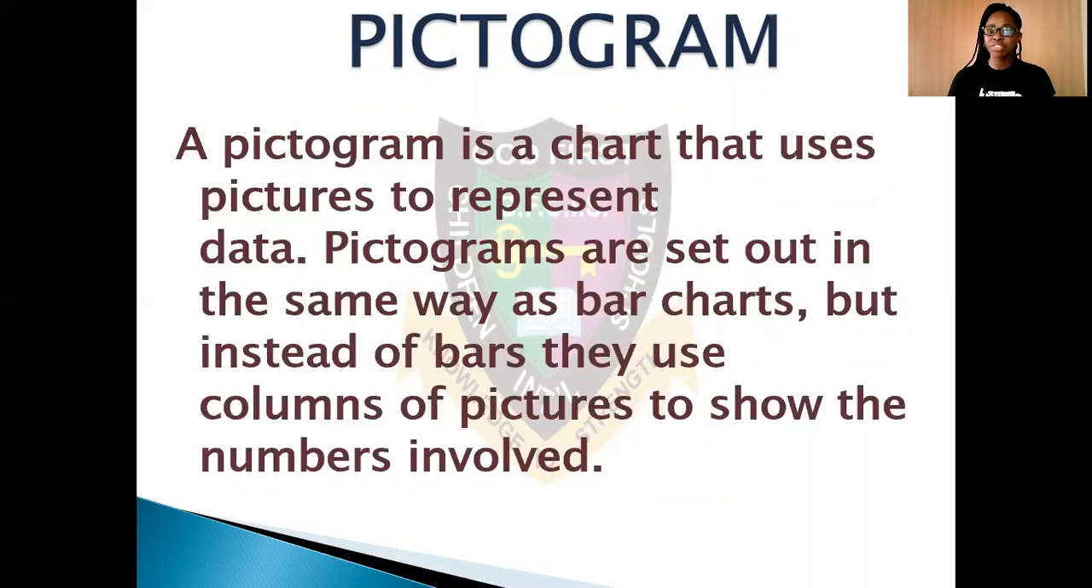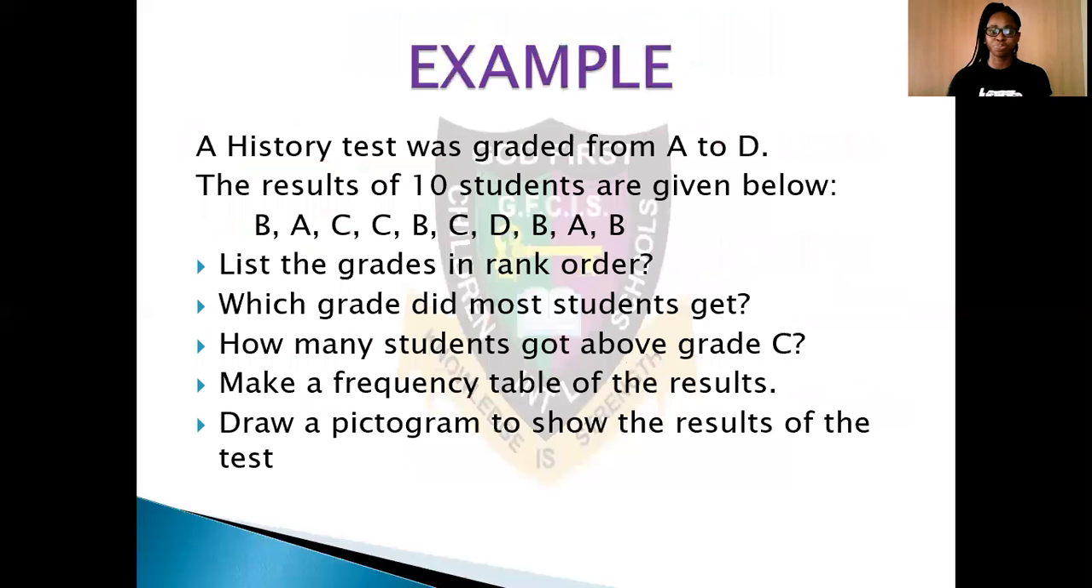A pictogram is a chart that uses pictures to represent data. Pictograms are set out in some ways like a bar chart, but instead of bars, they use columns of pictures to show the numbers involved. I'll say that again: a pictogram is a chart that uses pictures to represent the data, and instead of using bars, you use different columns of pictures to represent the given information.